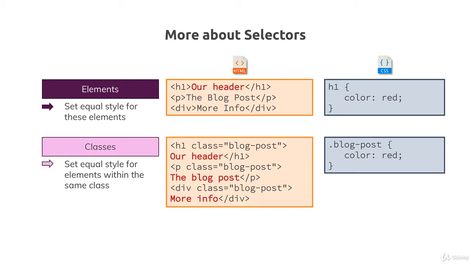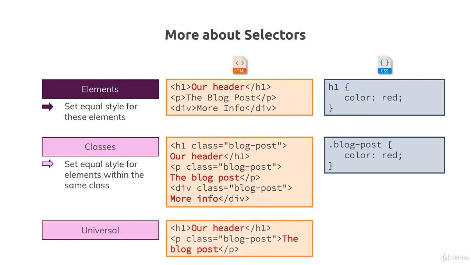Now, sometimes you also want to set a certain style for all elements on the entire page. And in this case, you have the universal selector. So here's an example where we have one element without a class and one with a class. And let's say the top two rules wouldn't exist.